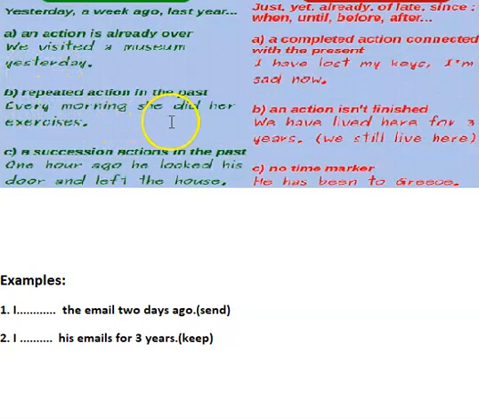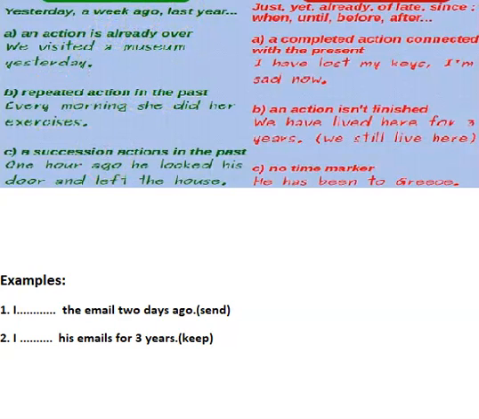Every morning she did her exercise in the past. For example, when she was in high school, or when she was in, for example, college. We're talking about every morning, but in the past. One hour ago, he locked his door and left the house. So two actions, okay, about an hour ago, okay, in the past.